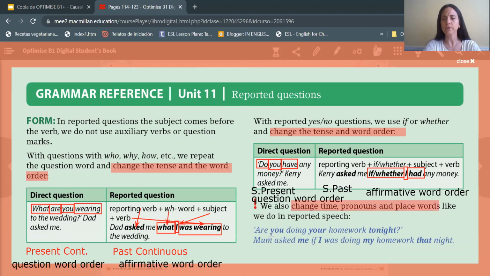Okay, so for example here, "Are you doing your homework tonight?" Mom asked me if we have changed the pronoun, I was doing my homework that night. Okay, remember that tonight becomes that night in reported. Good. And basically, that would be all for today.